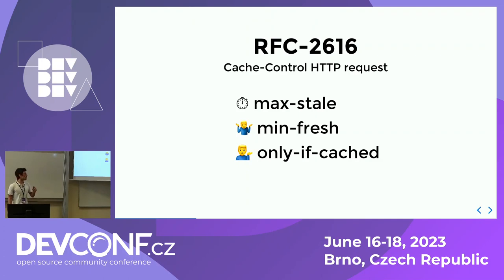The directives only for requests: you have max-stale to say, okay, you can serve me a stale response for X seconds. It's the same as max-age, but for the stale format. The min-fresh is not used in production, because it says, if your response has been stored for X seconds, you can serve me, and contact the upstream otherwise. And only-if-cached says, if you have a cached response, you can send me that.